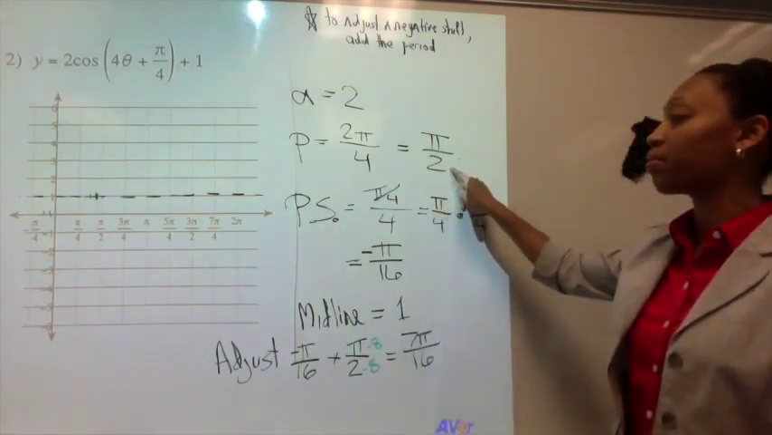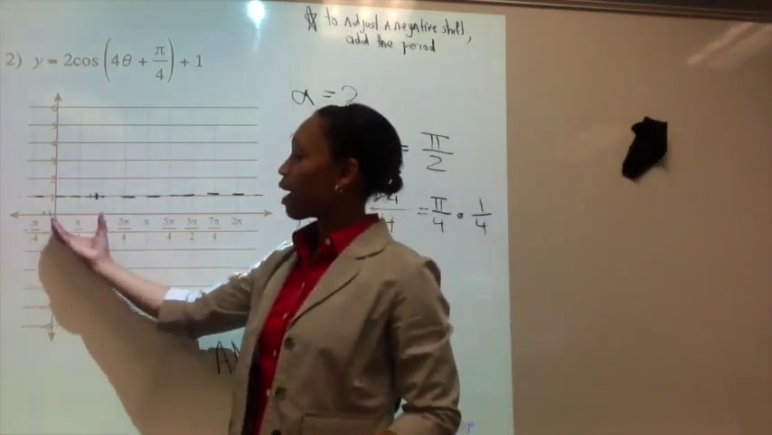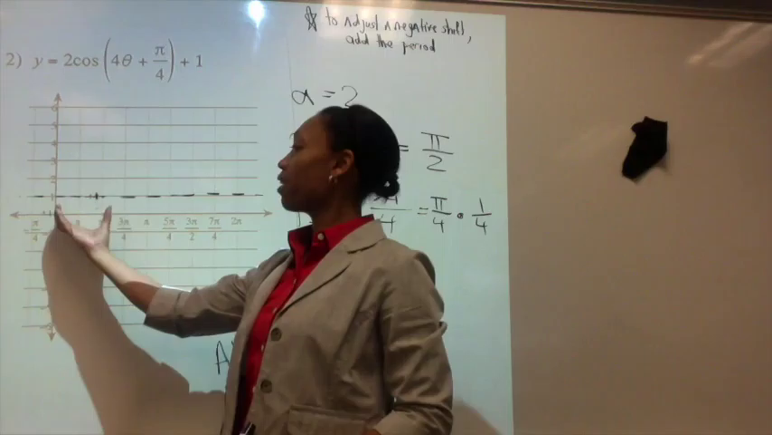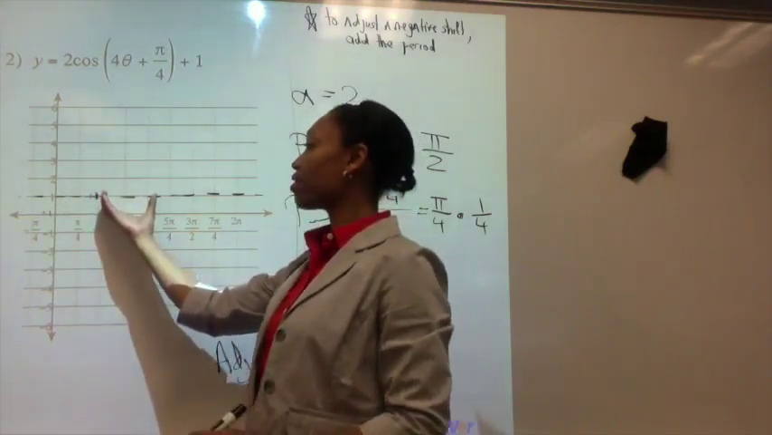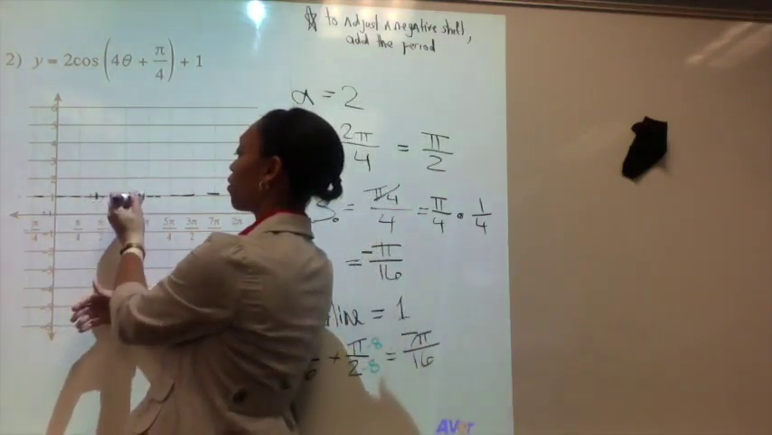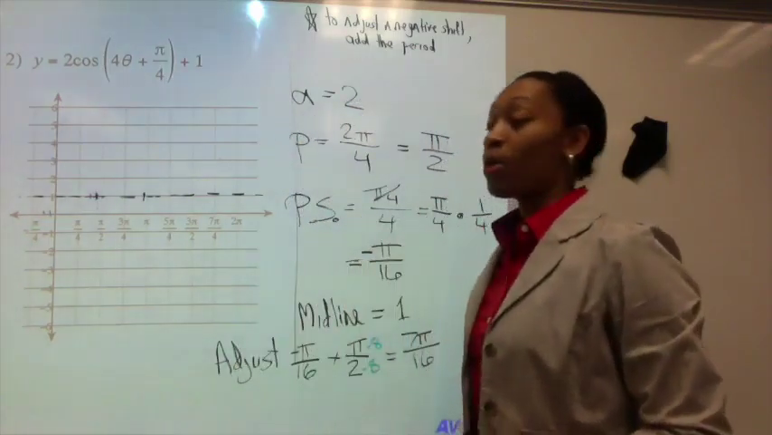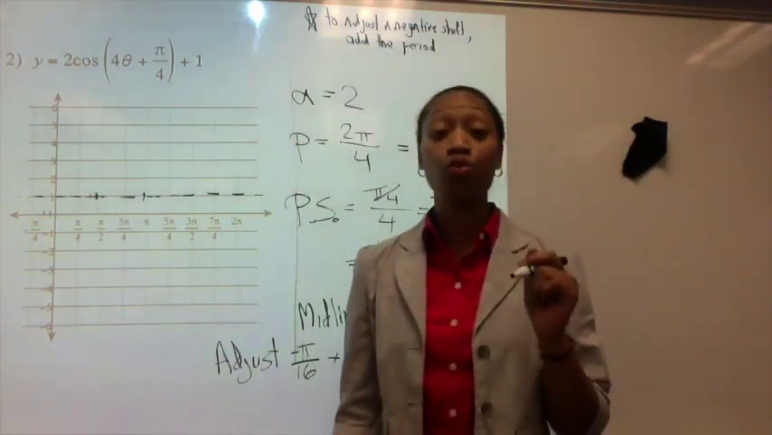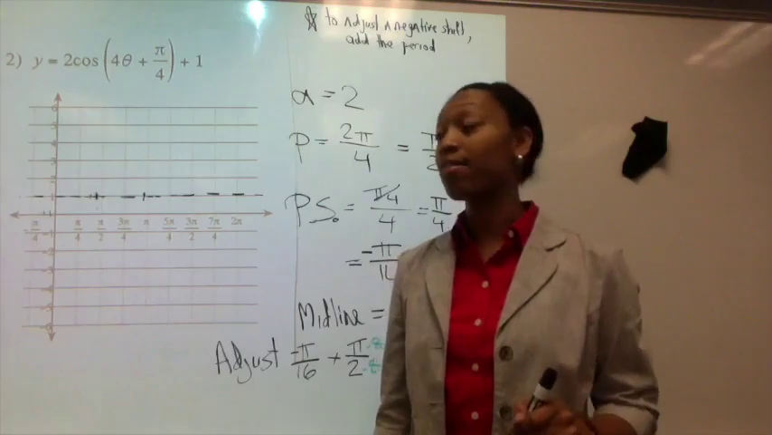Now, from that point, we're going to add our period. Our period is pi. So how many squares is pi? It looks like every 2 squares is pi. So I'm going to add 2 squares to this, and where do I end up? Here. Okay, so now I'm ready to draw my cosine wave.